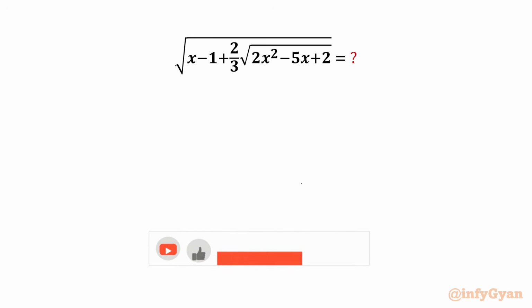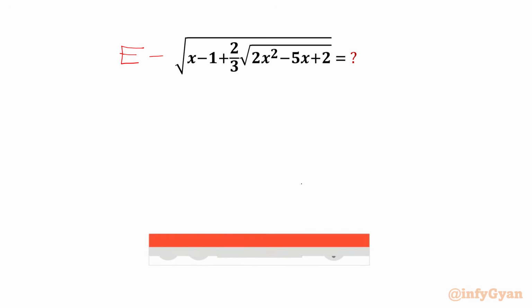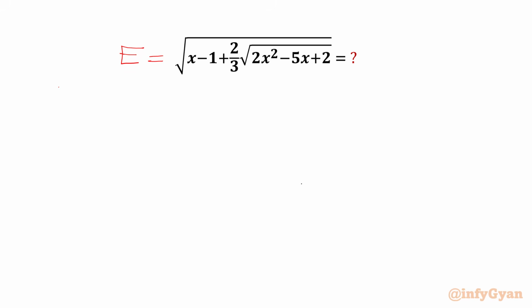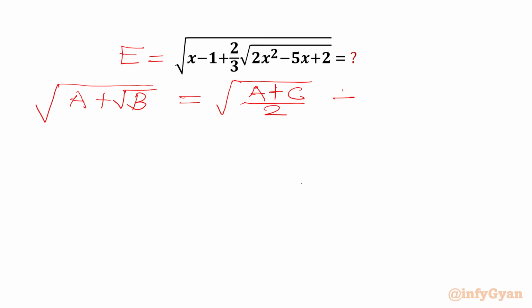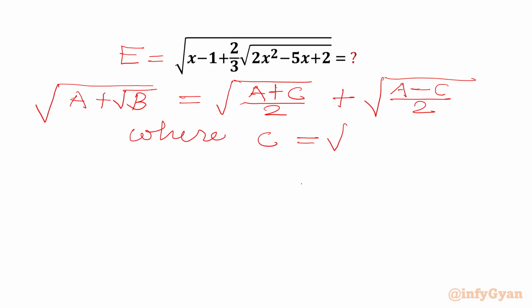Welcome to infyGyan. So let's get started straight away by considering this expression equal to E first. Now we will use here the standard formula: square root A plus square root B will be equal to square root of (A plus C) over 2 plus square root of (A minus C) over 2, where C is square root of A square minus B.